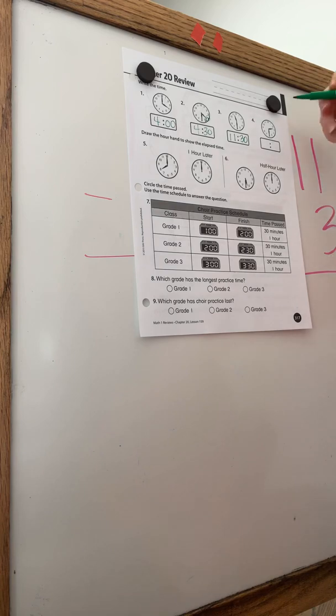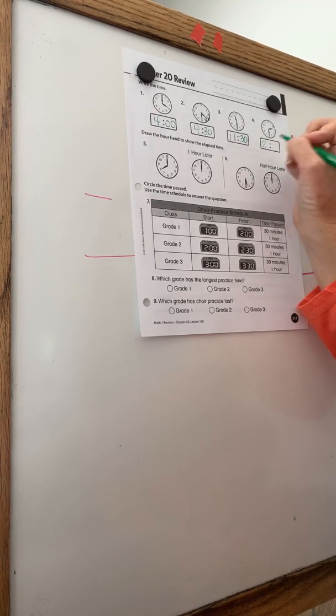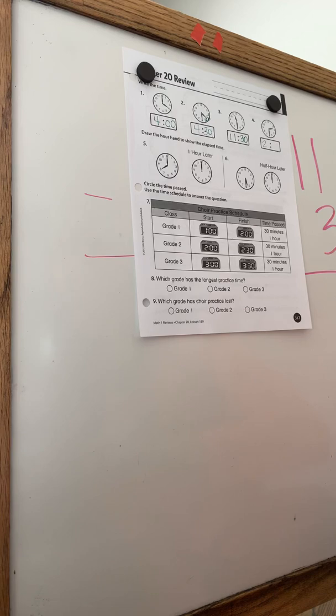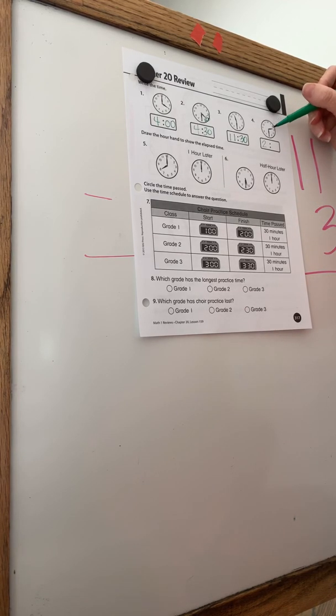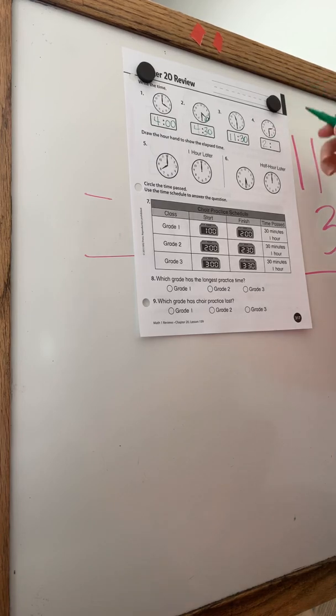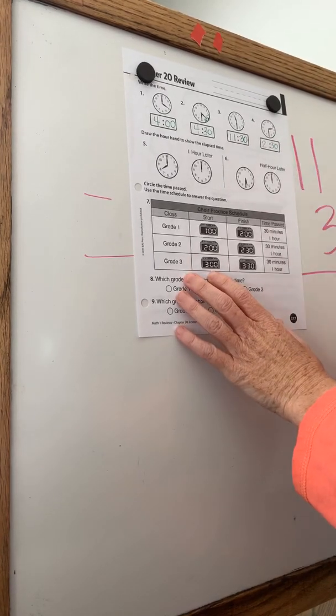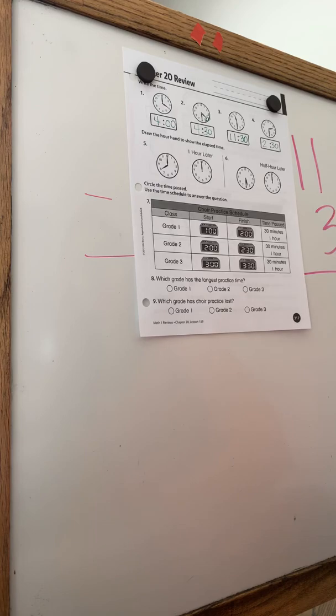And number 4, our hour hand, our shorthand, is between the 2 and the 3. That means it's gone past 2, but it hasn't yet got to 3. So our hour is going to be 2. And our minute hand is on the 6. So once again, we're going to count by 5s if we can't remember. 5, 10, 15, 20, 25, 30. It is 2:30.